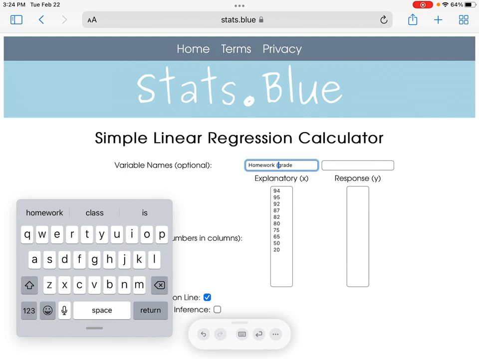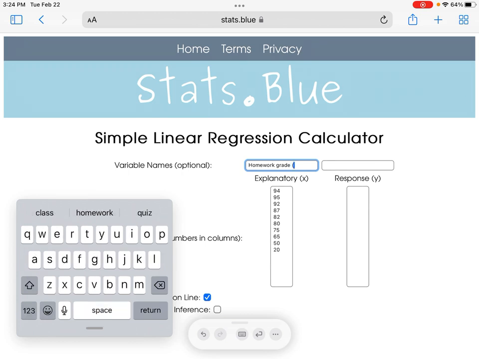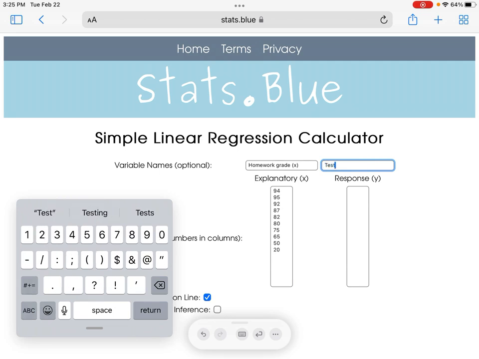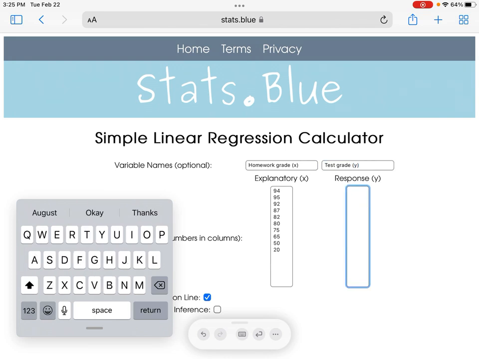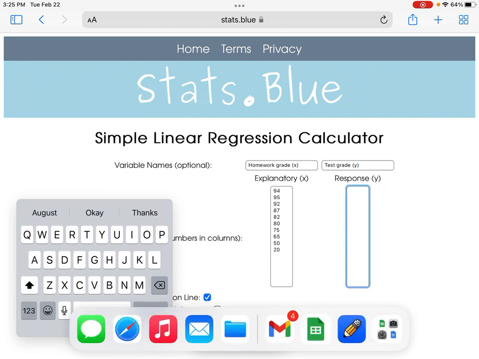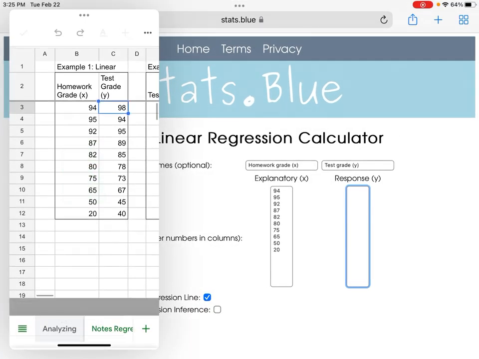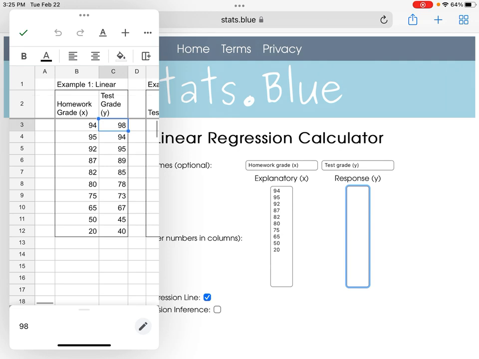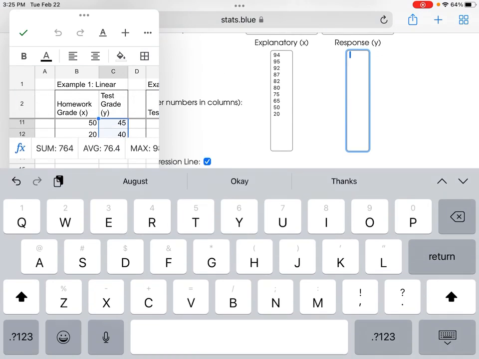I'm also going to put an X there too, just to help myself remember that that's what I'm dealing with. And then my Y is test grade. And I'm going to put a Y here too. You'll see why I do that in a minute. Now, I do still need to copy over this test grade info. So let me go ahead and copy this and paste it in here.